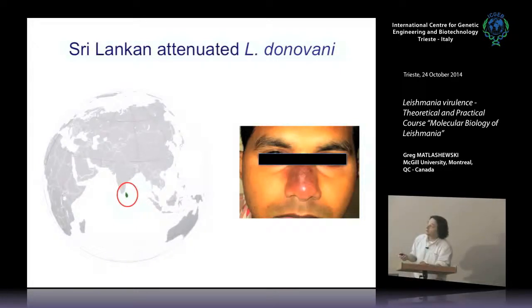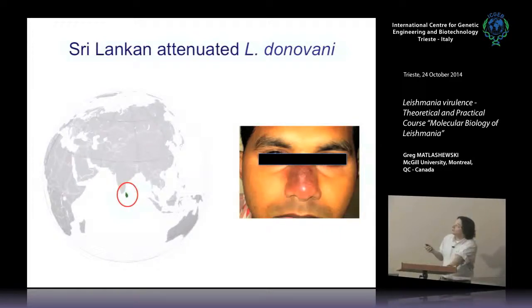So she contacted me, because there's evidence that this parasite is Leishmania donovani, but it's causing cutaneous leishmaniasis. Of course, everywhere in the world, donovani causes visceral leishmaniasis. So I said, well, that's very interesting. Will you send me some of that parasite? We'd like to look at it. So she sent the parasite from Sri Lanka to my laboratory in Montreal, and we started to look at it. And I'll talk a little bit about that now.